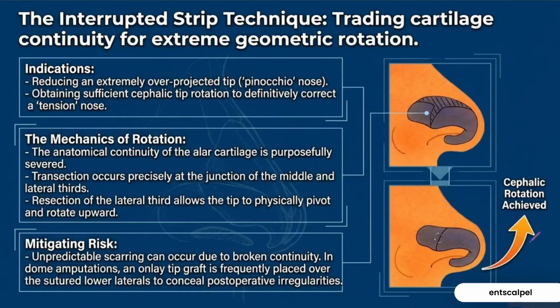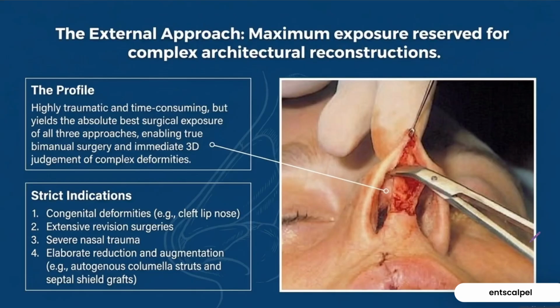If the non-delivery approach is renovating through a window, and the delivery approach is pulling a drawer out, the external approach is taking the roof entirely off the house so you can stand inside it. It provides the absolute ultimate unencumbered exposure. By lifting the entire skin envelope off the nasal framework, the surgeon can see the anatomy in its natural resting 3D position without the distortion of pulling it through a nostril. Which is a huge advantage. It is. And most importantly, it allows for true bimanual surgery. The surgeon can use both hands simultaneously to manipulate grafts, tie complex sutures, and execute structural engineering that is physically impossible to do with one hand through a nostril.